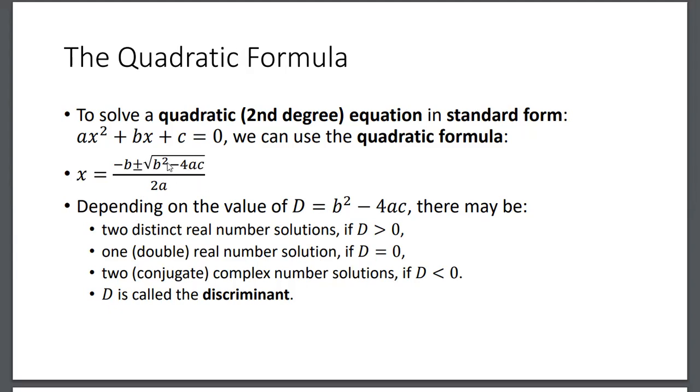If D is equal to 0, because the square root of 0 is 0, and plus 0 and minus 0 is still 0, and it doesn't change the answer. Or if D is less than 0, you're taking the square root of a negative, which puts you in the world of complex numbers. And those solutions will be two conjugate complex numbers. As was mentioned, D is called the discriminant.